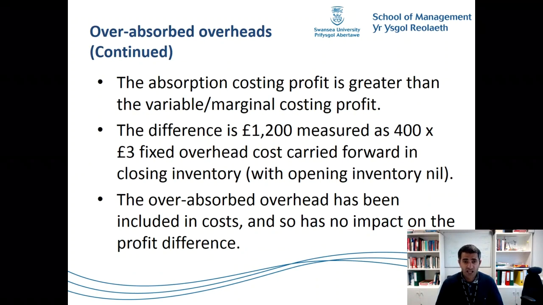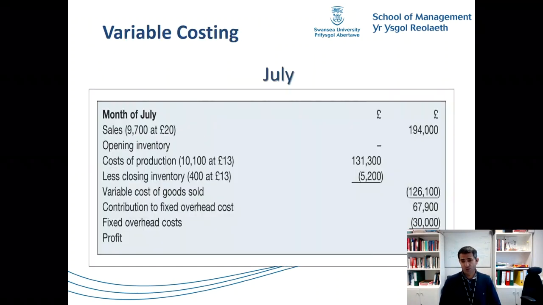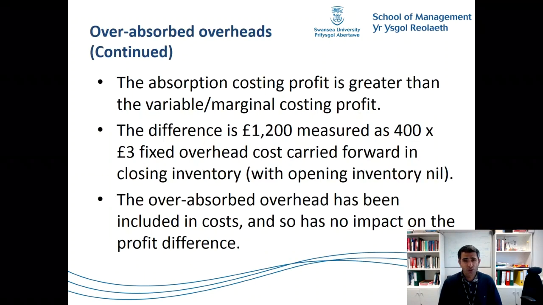That's just the explanation about variable costing. Again, very simple, straightforward. The difference, as you see, is £1,200 because of the closing inventory. Can you see when you do the reconciliation? If you remember, the difference would be the closing inventory, and you need to multiply it by the fixed cost per unit. I hope you remember this.